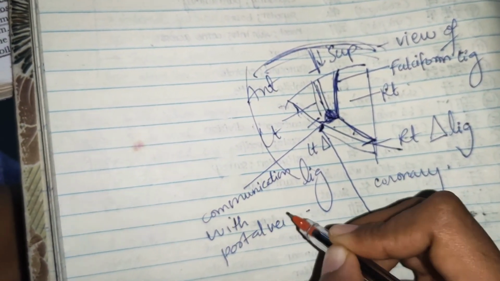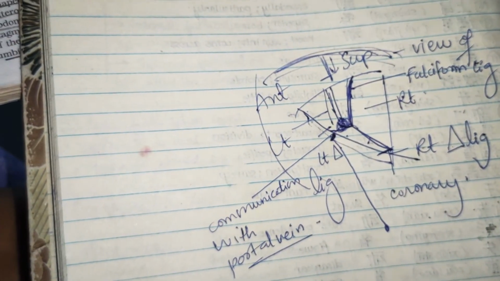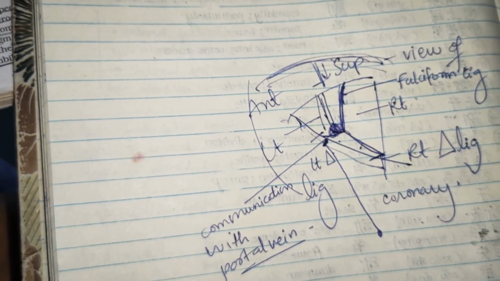That's it. By this we have completed the reflections of peritoneum on the liver. Next we'll start with the peritoneal cavity.